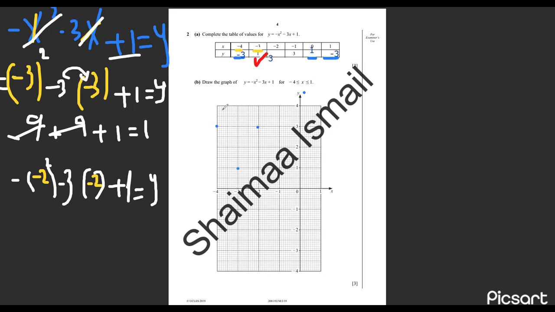Yes, here is negative 4 and negative 3. Okay. Here we have negative 1 and 3, negative 1 and 3 here again. And here 0 and 1, the y-intercept here. And 1 and negative 3. Again, we have to connect it here. And you have to make it like this. And we plot it.